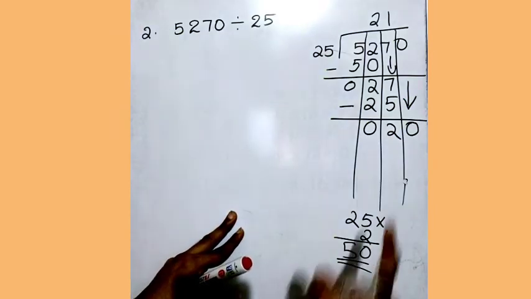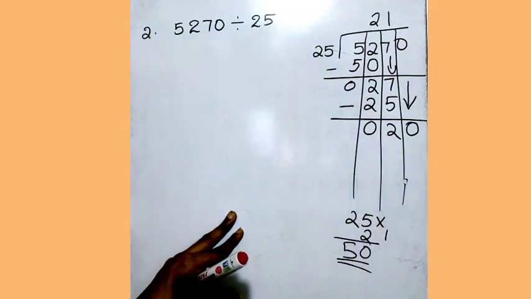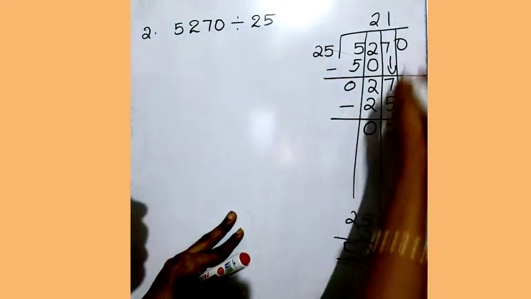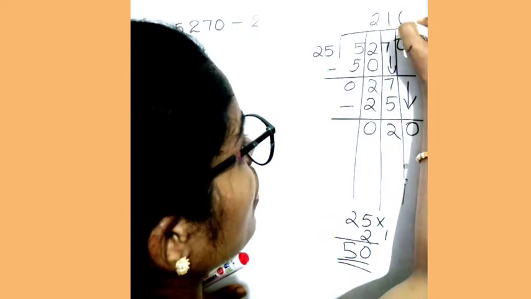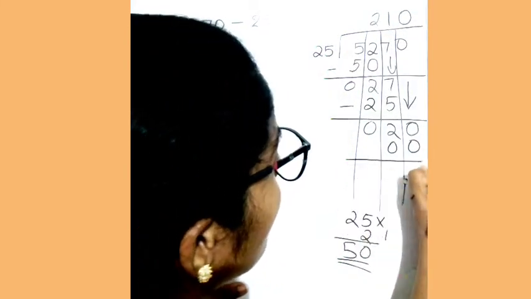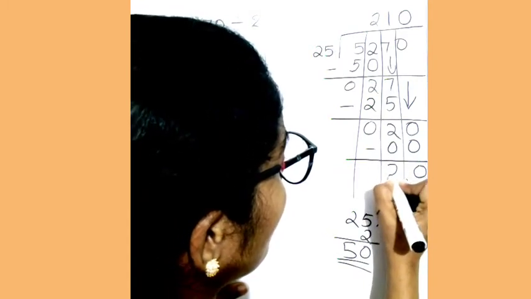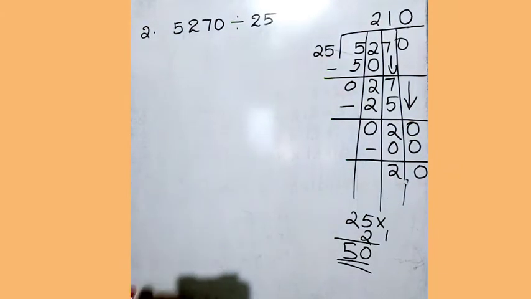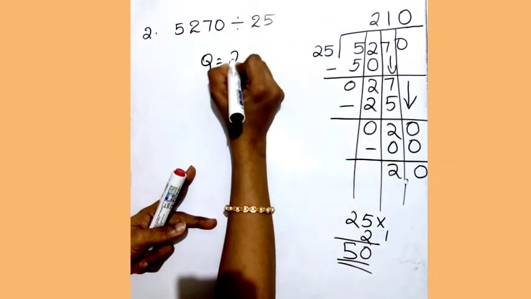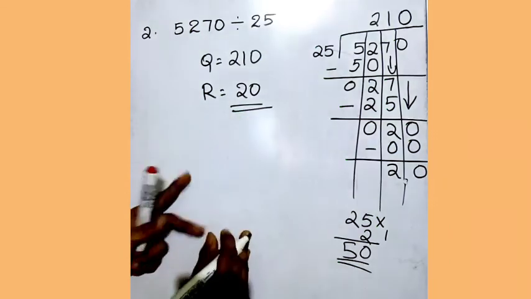Look here. I cannot subtract 25 from 20. I cannot take 25 from 20. So I put 0 here. 0 into 25, 0. Draw line. Subtract. 0 minus 0, 0. Bringing down 2. 2 minus 0, 2. So the answer is quotient 210, remainder 20.